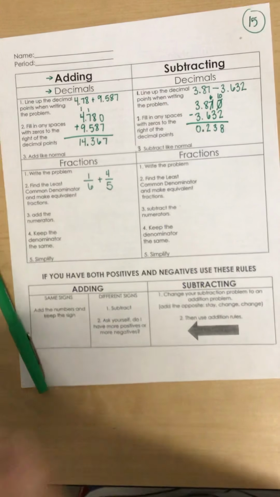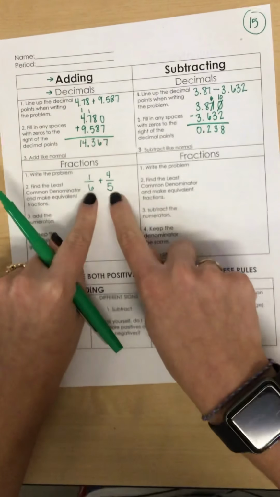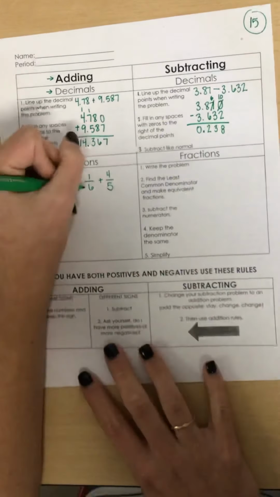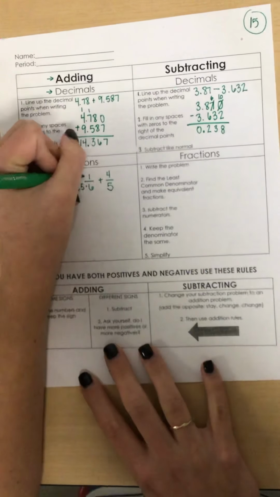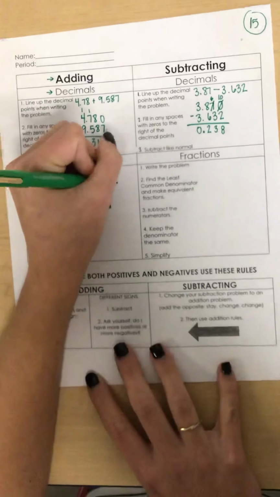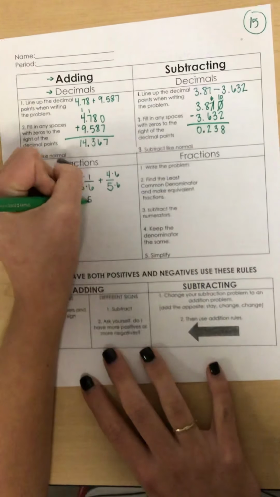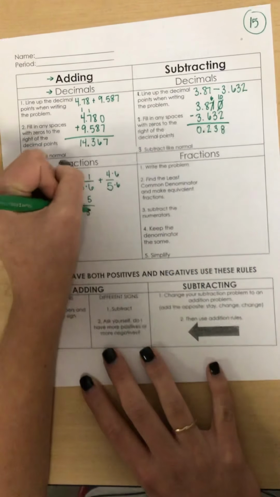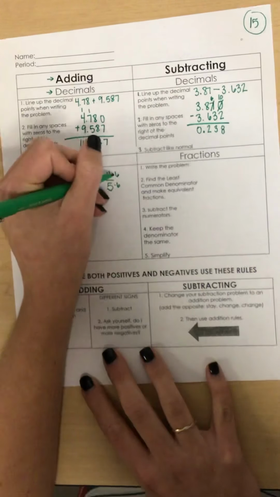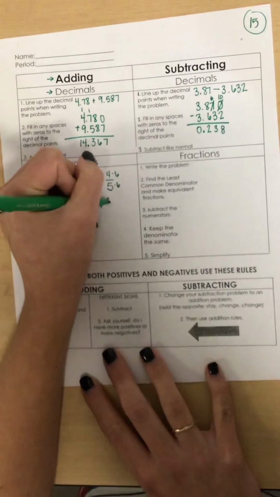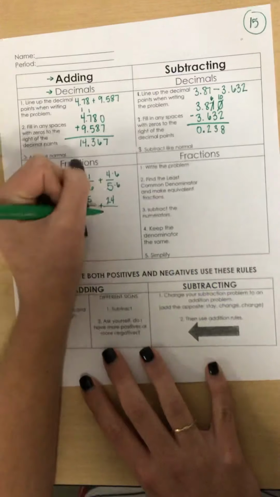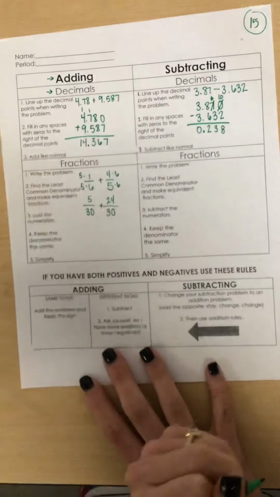One easy way to do that is just to multiply by the opposite fraction. So here I'm going to multiply both of these by 5 and then both of these by 6. 5 times 1 is 5. 5 times 6 is 30. Plus 4 times 6 is 24. And 5 times 6, again, is 30.